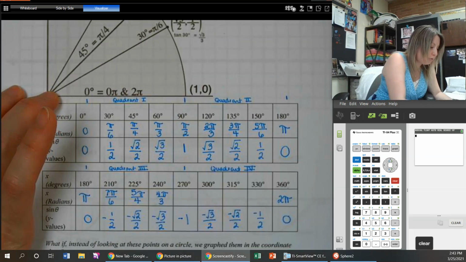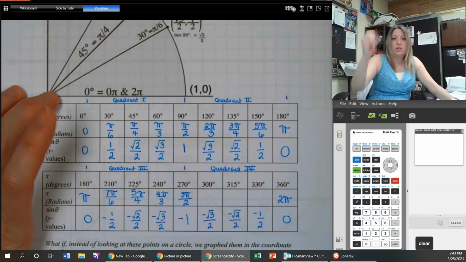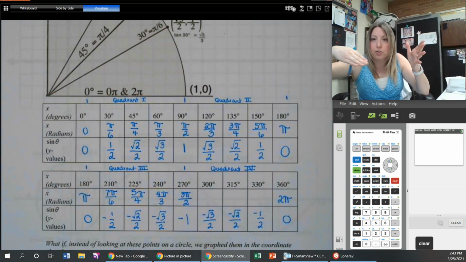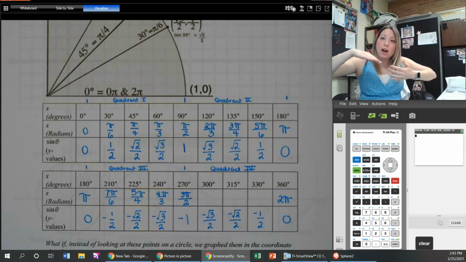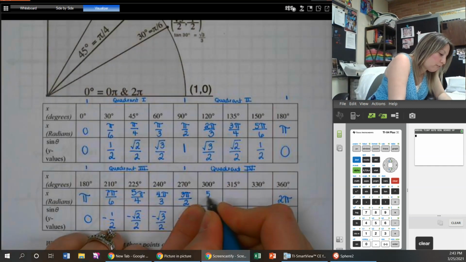And we get all the way down to 3 pi over 2, because there's the bottom of our circle at 270. And now back up the other way. So this is a 60-degree reference angle. That's 5 pi over 3.